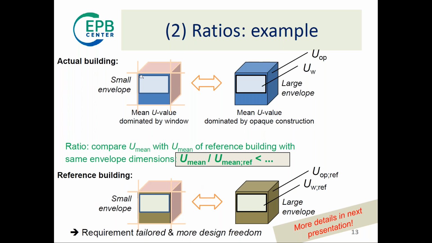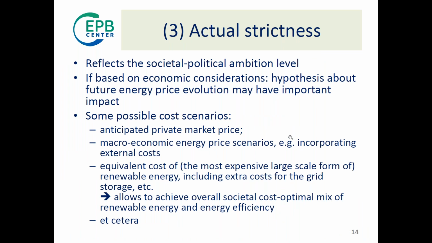and this means that if you now not go for a mean U value requirement trying to be the same for these two buildings, you go for a ratio. So you take the ratio of the mean U value of this building and of the reference building with the same size and shape. You can have a fixed, constant requirement expressed in this ratio, the mean U value divided by the reference mean value. And more details about this are given in the next presentation again.